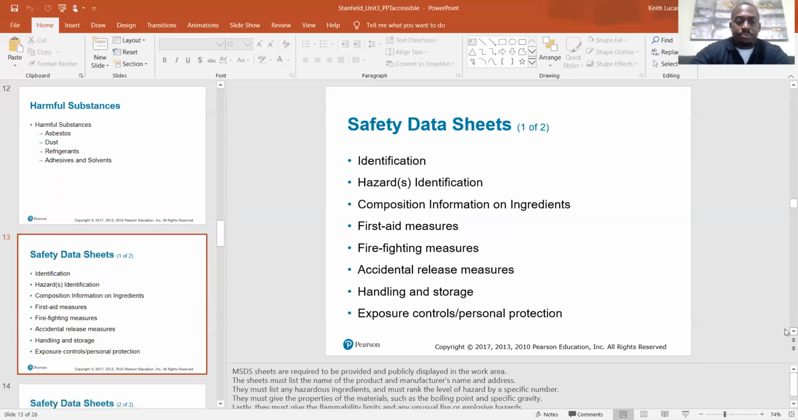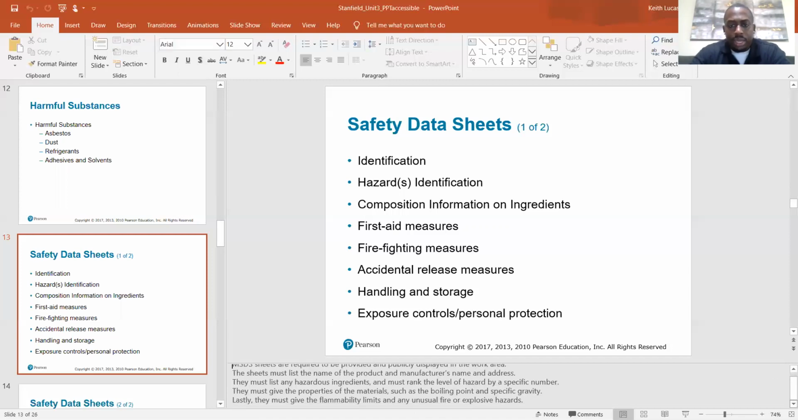Safety data sheets. MSDS sheets are required to be provided and publicly displayed in the work area. The sheets must list the name of the product and the manufacturer's name and address. They must list any hazardous ingredients and rank the level of hazard by a specific number. They must give the properties of the materials, such as the boiling point and specific gravity. Lastly, they must give the flammability limits of any unusual fire or explosive hazards.